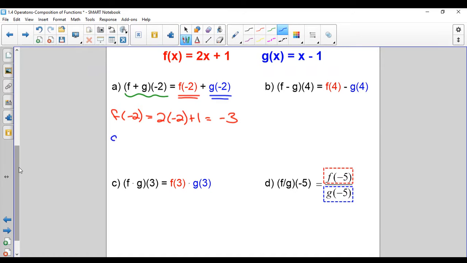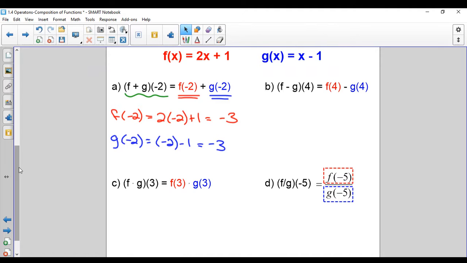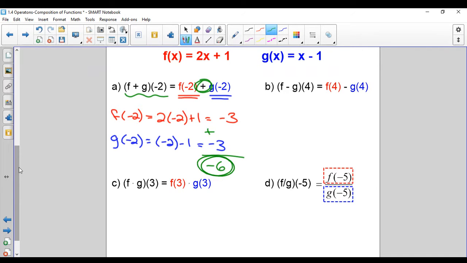We do the exact same thing with g of negative 2. So in this case, we have negative 2 minus 1, which is negative 3. Negative 3 plus negative 3 is negative 6. There's our answer. Find each one individually and then do whatever the operation says. In this case, we add it. In this next one, we're going to subtract them, but we're going to subtract f of 4 and g of 4.